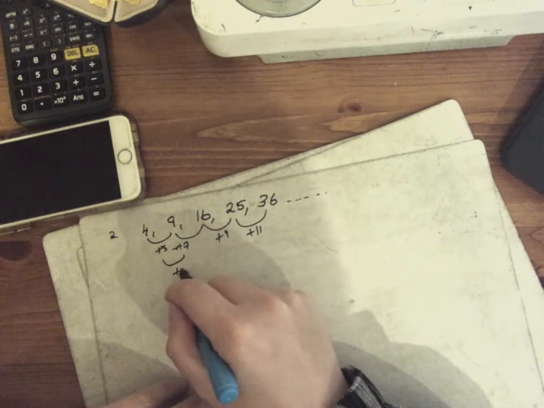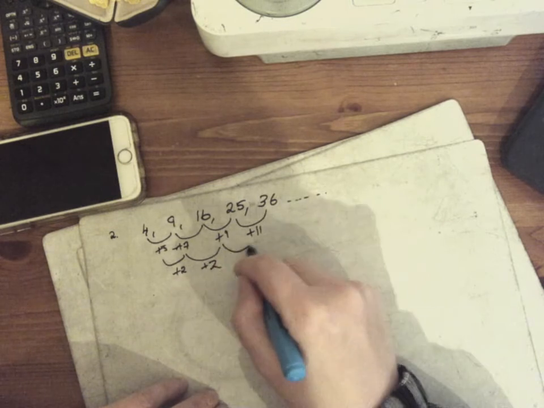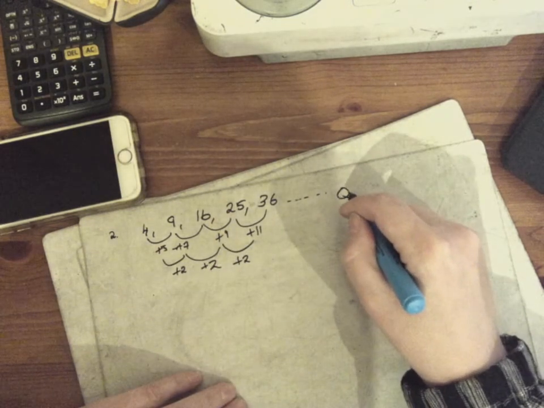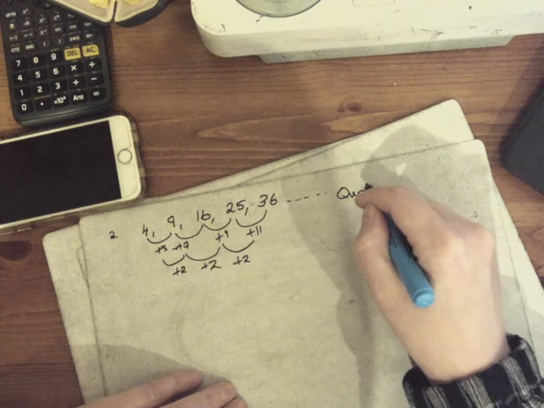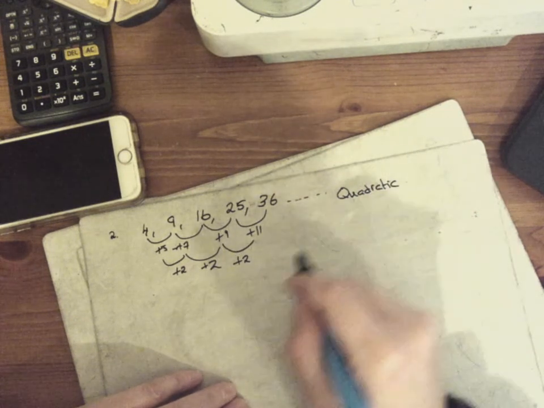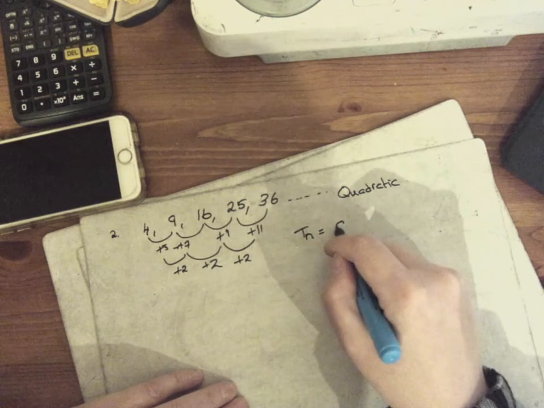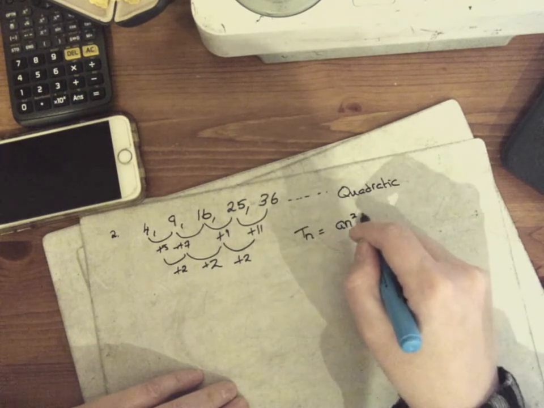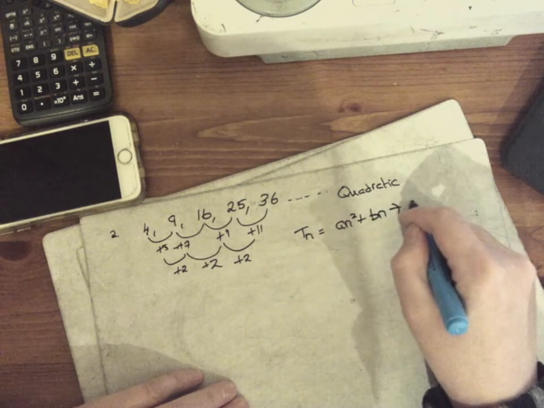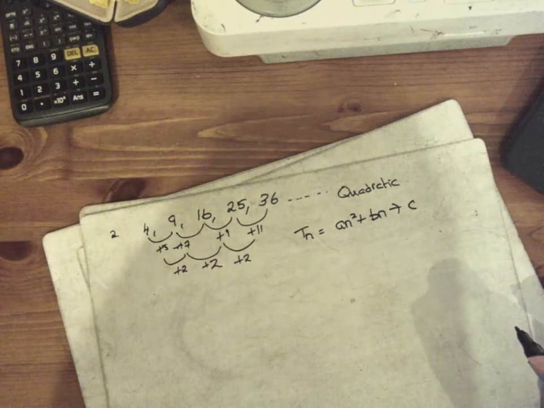So 5 to 7 is add 2, 7 to 9 is add 2, right, 9 to 11 is add 2. So you know it's a quadratic sequence. How do you know it's a quadratic sequence? Because the second difference is a constant. Okay, so that tells me quadratic says that Tn is in the form An squared plus Bn plus C. So you have to figure out what A, B and C are. That's the first piece of information you need to learn.